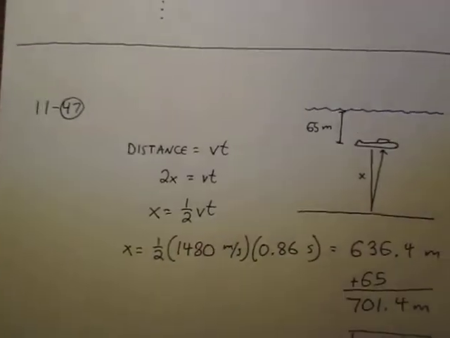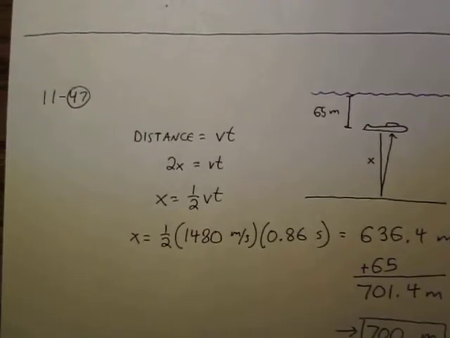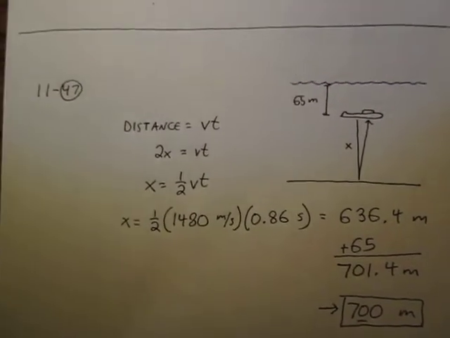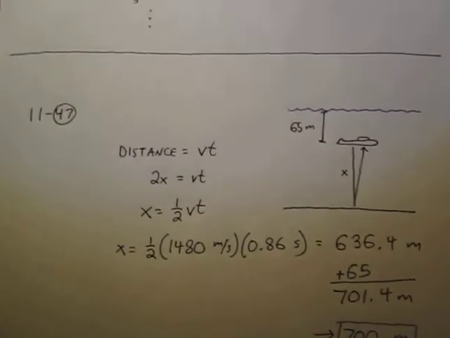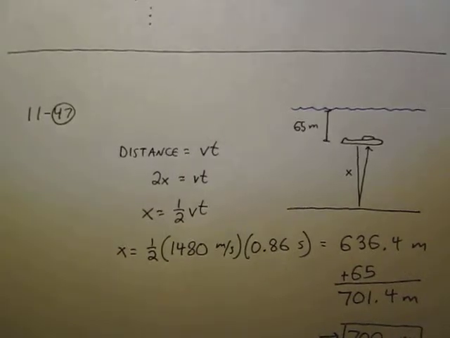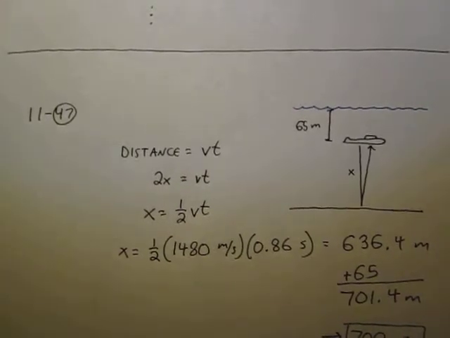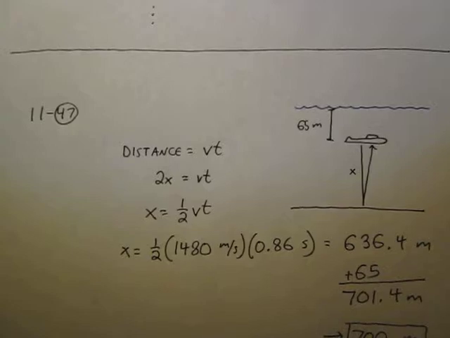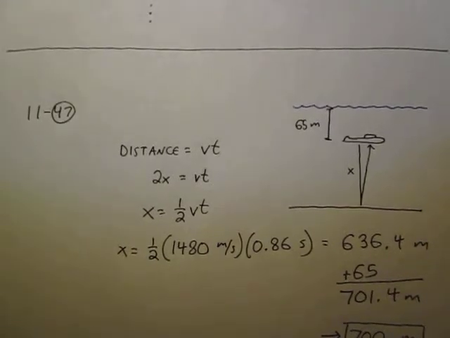The next one, number 47, is the submarine. First, it's good to draw a picture of this. So you see that the submarine is 65 meters below the surface of the water. It lets out a sonar pulse down to the bottom of the ocean and then back up.